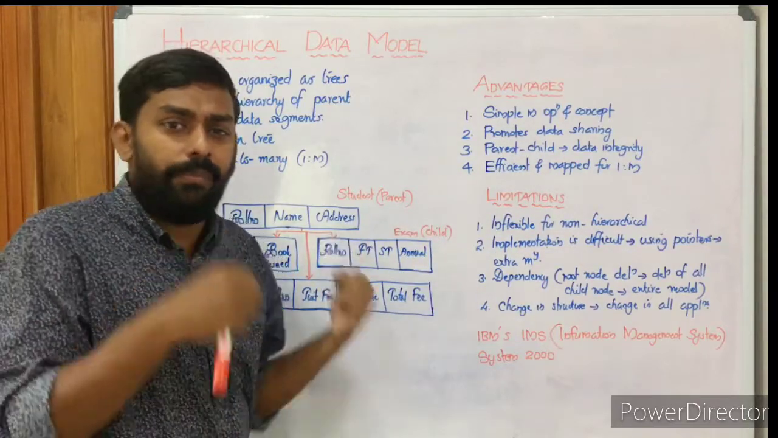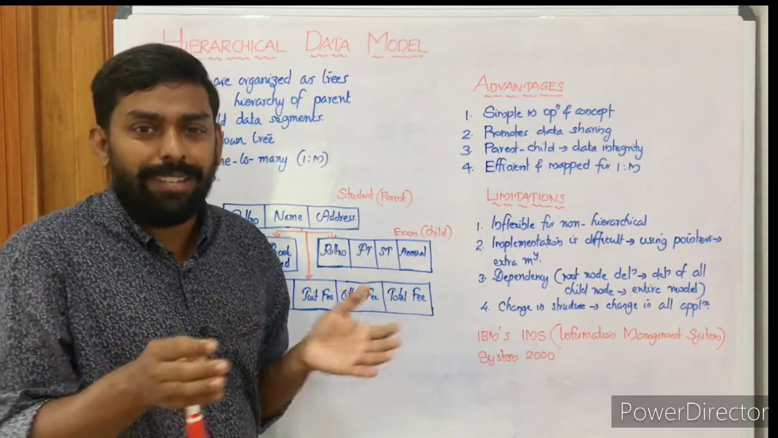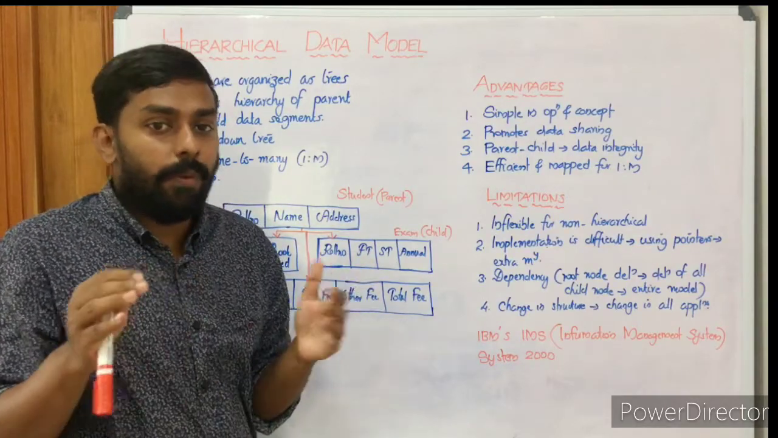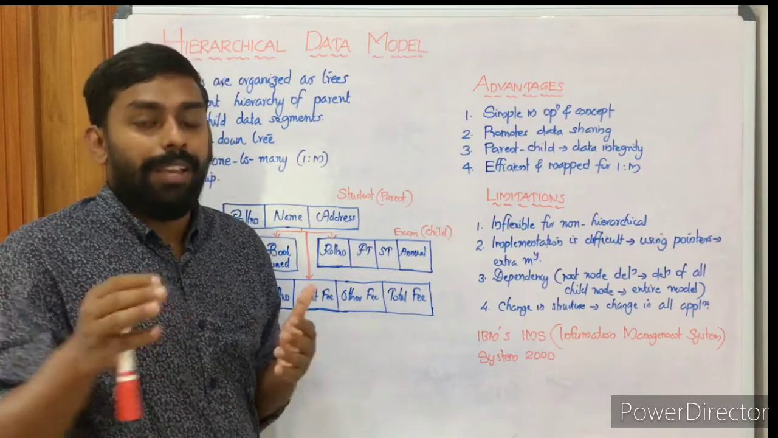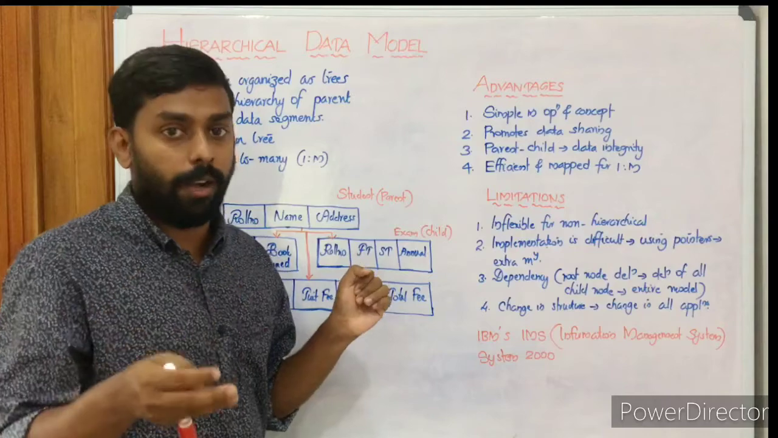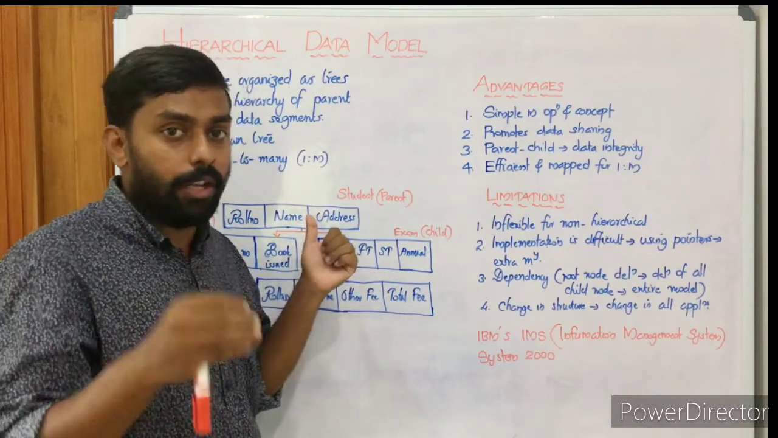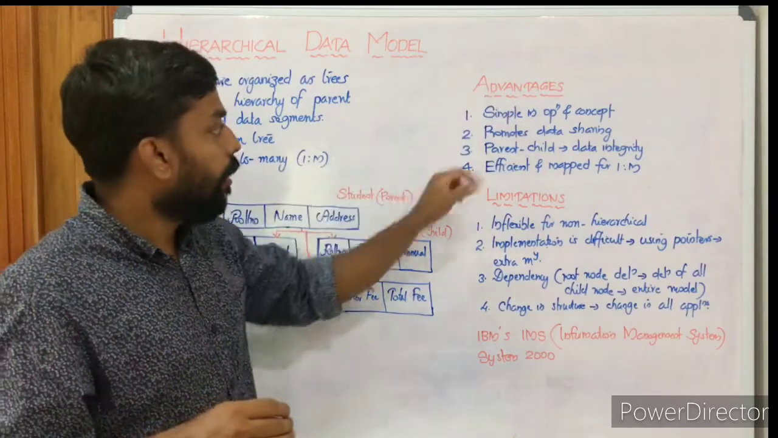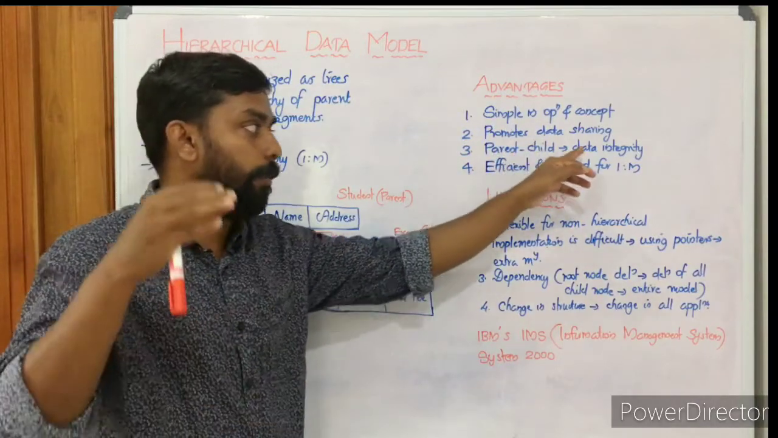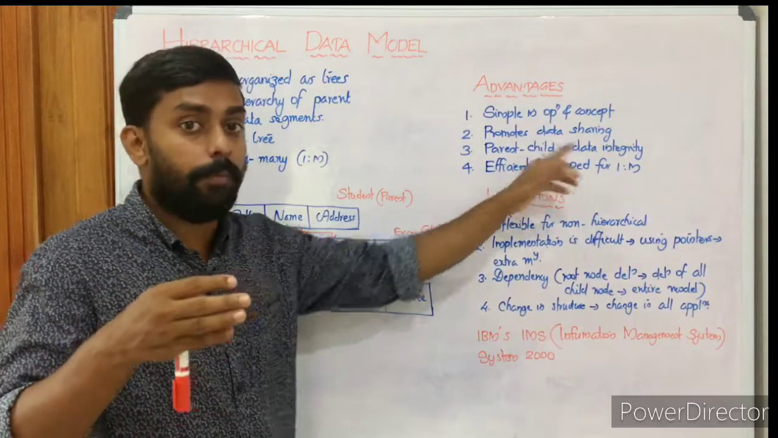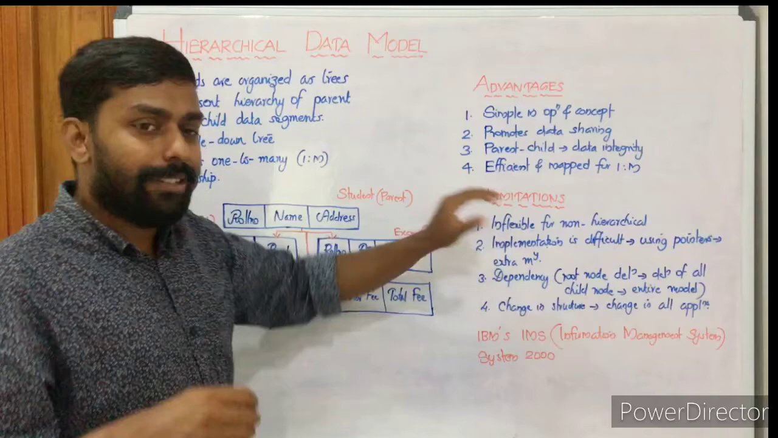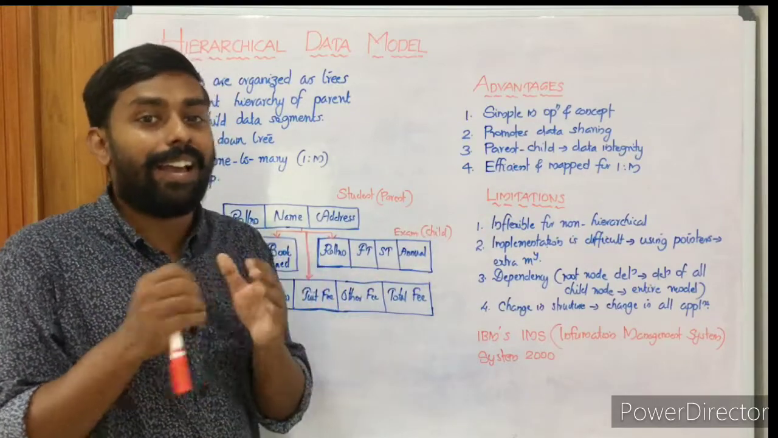Integrity means, of course, in every data model we see the terminology integrity. We are implementing the concept for ensuring the integrity of data. We cannot ignore the terminology. Then it is efficient and mapped for one-to-many relationships. Of course, it depicts a one-to-many relationship. So these are the advantages: simple in operation and concept, promotes data sharing, parent-child relationship ensures data integrity, and it's efficient and mapped for one-to-many relationships. Then limitations: it is flexible only for a hierarchical data structure.